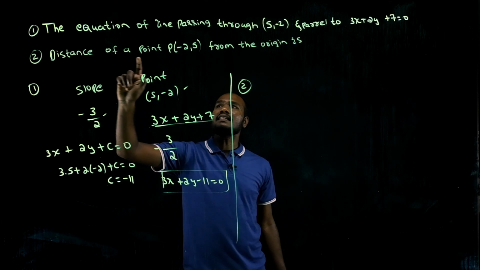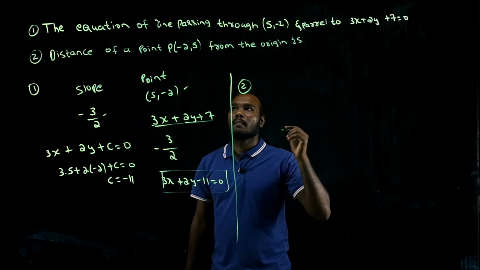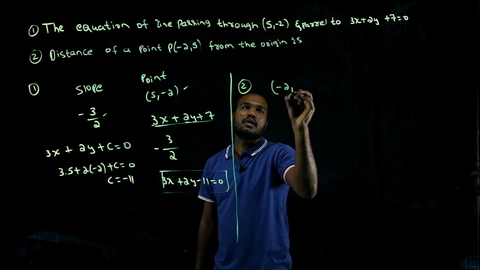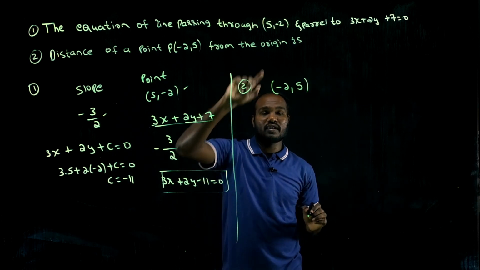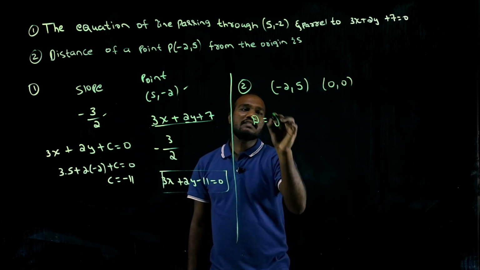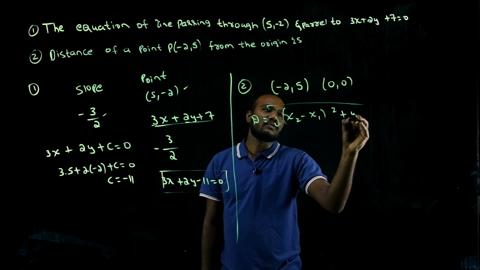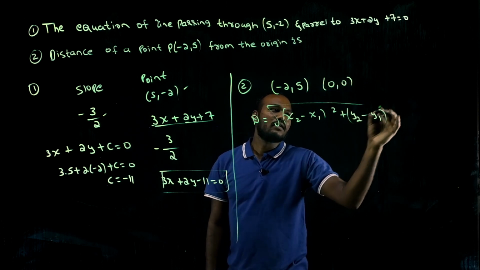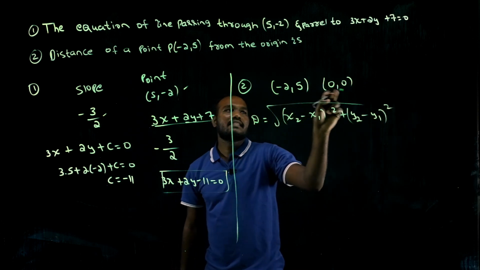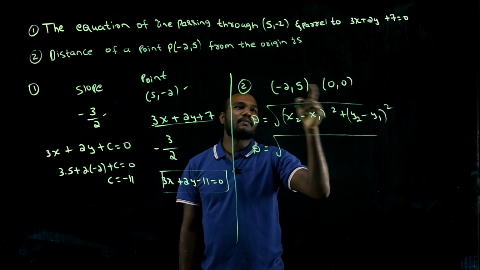Okay, the distance of a point from the origin. You have to find the distance between the point (-2, 5) and the origin. Origin means what? (0, 0). We know the distance formula is the square root of (x2 minus x1) whole square plus (y2 minus y1) whole square. So I can take this minus this or this minus this. Anything you can take. I'll take this minus this.